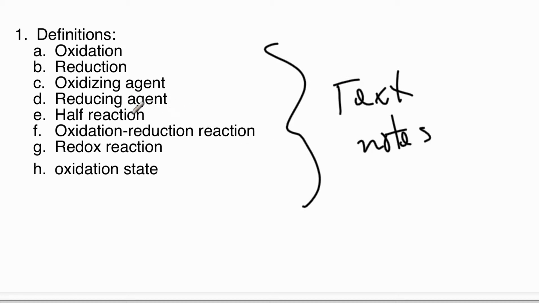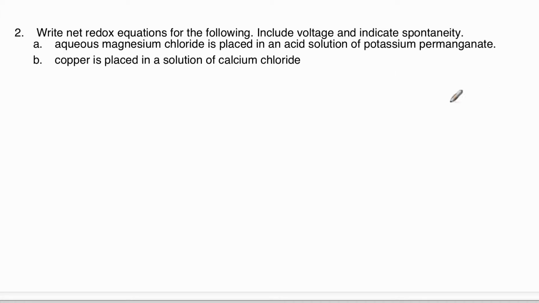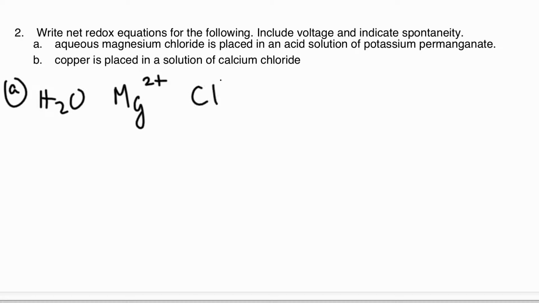You can define those. These two here, oxidation-reduction and redox reaction, they both really mean the same thing. Okay, this question: write a net redox equation for the following. Include voltage and indicate spontaneity. I'll do A first. Aqueous magnesium chloride: it's ionic, it's in water, so it dissociates into magnesium ions and chloride ions.